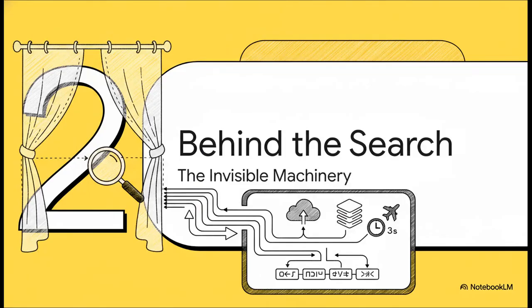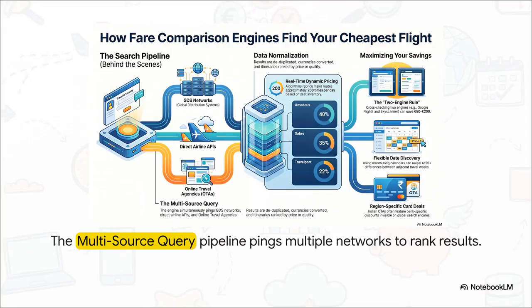Moving on to Section 2, behind the search button, the invisible machinery. Let's pull back the curtain on those incredible 3 seconds right after you hit search. Your query shoots out to 3 main places: global distribution systems, direct airline APIs, and online travel agencies, or OTAs. The engine pulls all that messy, raw data back, converts the currencies, strips out the duplicates, and then ranks the itineraries for you. It is a massive technological feat, and it happens literally in the blink of an eye.